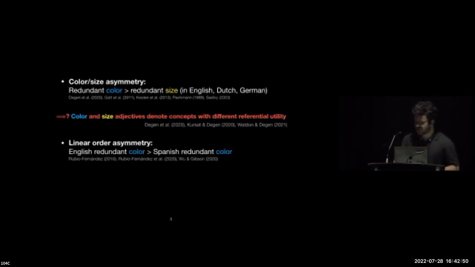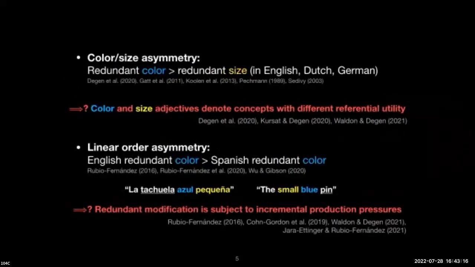Moreover, prior work suggests that not all languages exhibit redundant modification to the same extent, at least in the color domain. So Spanish speakers will use redundant color modification much less frequently than will English speakers. And note that the interesting thing here is that Spanish and English differ as to where adjectival modifiers occur in linear position relative to the head noun, hence our name for it, the linear order asymmetry. And prior work has taken this pattern as evidence that redundant modification is modulated by incremental production pressures.